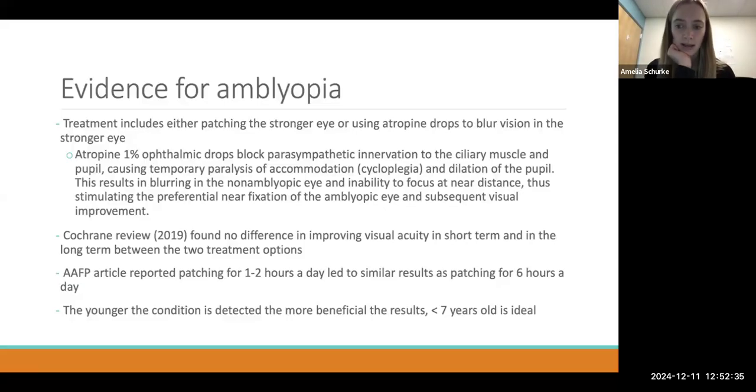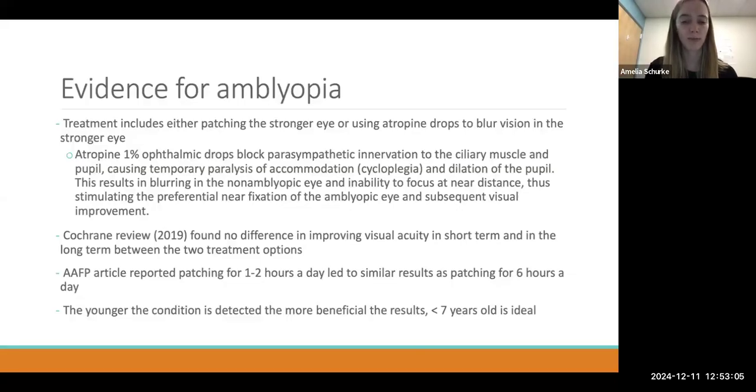And for the patch, I found this interesting. There was a recent AFP article reporting that patching 1 to 2 hours a day led to similar results as patching 6 hours a day. So this would be a good option for a child that maybe doesn't want to patch or has some anxiety around patching at school for fear of being bullied or appearing different.